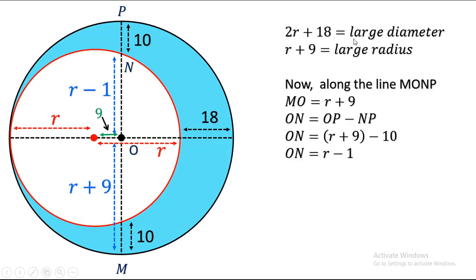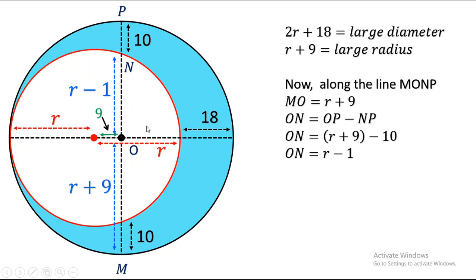So in this figure, as said earlier, 2r plus 18 is equal to the larger diameter, or the diameter of the larger circle. Simplifying, we get r plus 9 is equal to the larger radius, or the radius of the larger circle. This means that from point M to point O is the larger radius, that is equal to r plus 9. Again from point O to point P, it is the radius of the larger circle, so it is also equal to r plus 9.